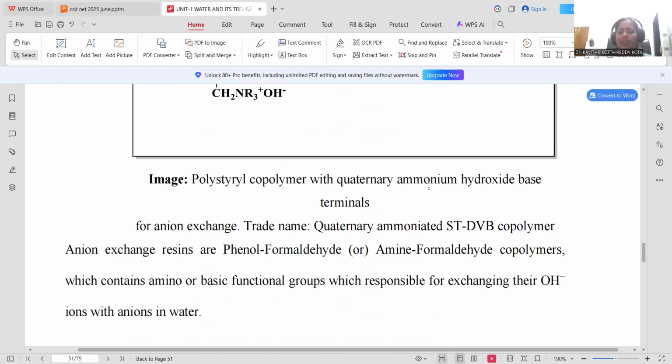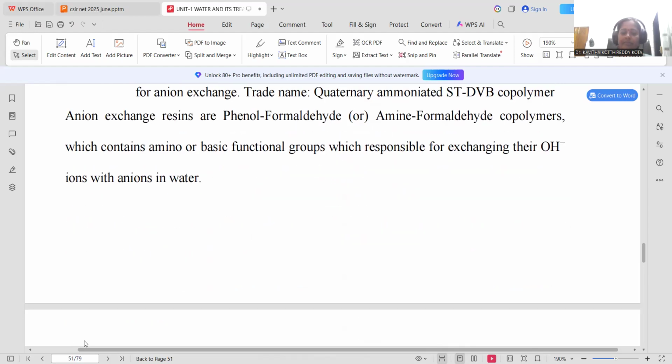Polystyrene copolymer where the quaternary ammonium hydroxide at the base terminals are absorbed over there. And anion exchange resins are phenol formaldehyde, amine formaldehyde copolymers, which contain the amino basic functional groups over there, and hydroxide is released into the water and the anions are taken by this resin.